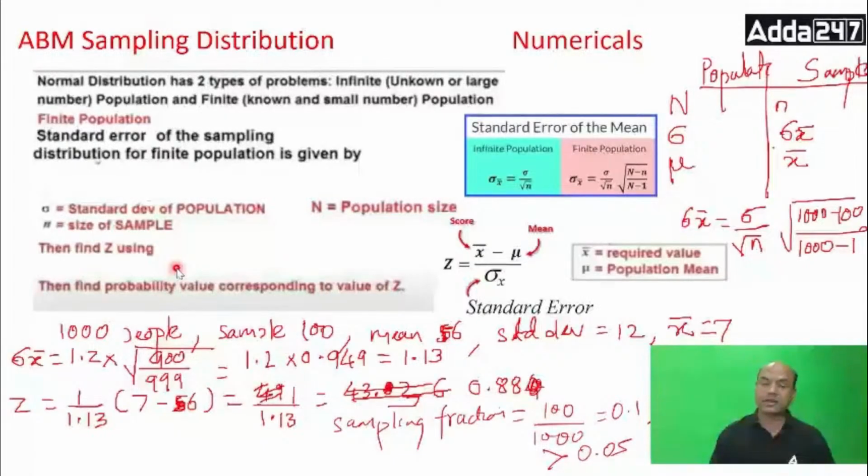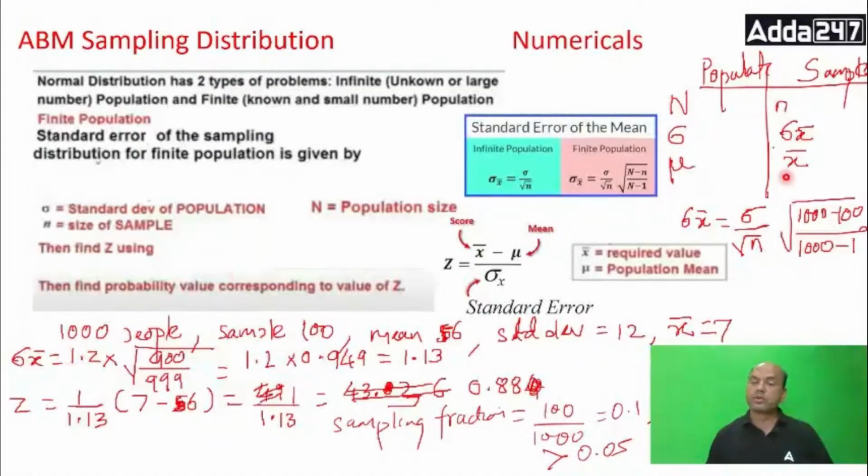So find out the standard error. Standard error is sigma upon root of n into root of N minus n upon N minus 1. What is sigma? Sigma is given as standard deviation, 12, upon root of n. Focus, it is small n. Sigma is 12 and small n is 100. So 12 upon 10, because root of 100, so 1.2.